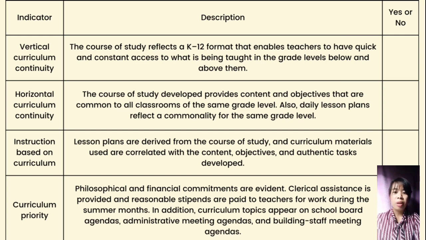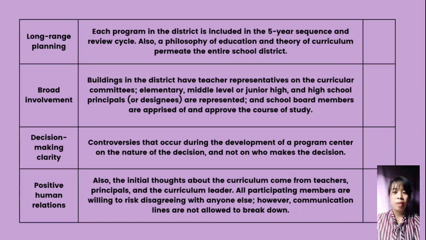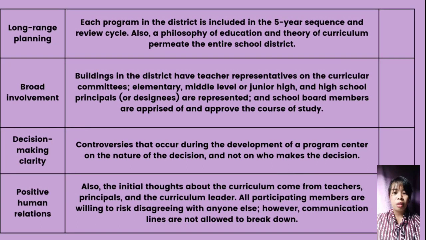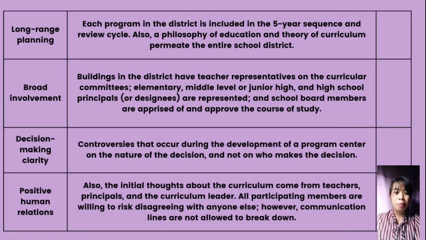Number 3 is instruction-based curriculum. This means learning materials, course of study, lesson plans, and curriculum resource guides are all correlated. Number 4, curriculum priority. Teachers should not be asked to do clerical work because teachers have more important things to do about the curriculum. Teachers should also receive the right amount of wage. Number 5 is broad involvement. Buildings in the district must have representatives on the curricular committees. Broad involvement means each department should have a representative, like teachers, principals, and others.